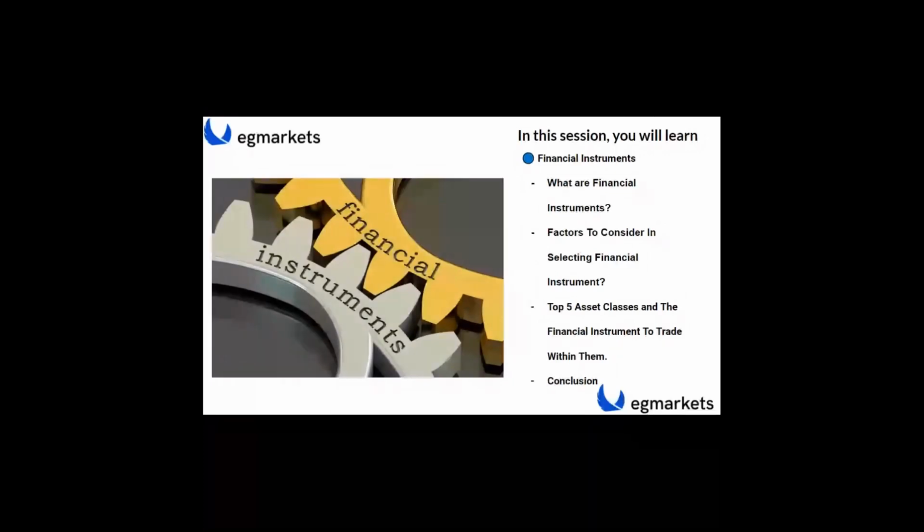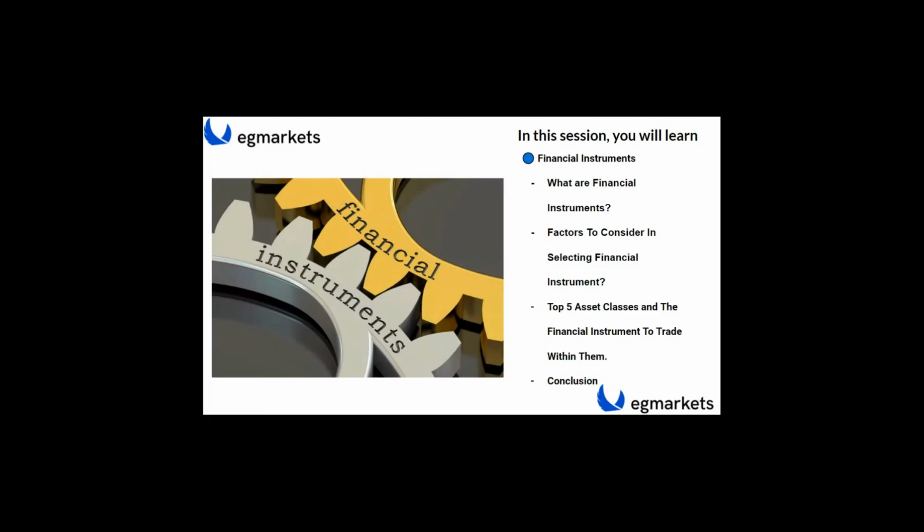Now, it's very, very key understanding all these factors, because it will help you be able to do the right thing in the financial markets. If you don't know these factors, you continue trading all financial instruments instead of having those financial instruments that you're streamlined within, that suit your trading plan, that suit your trading idea.